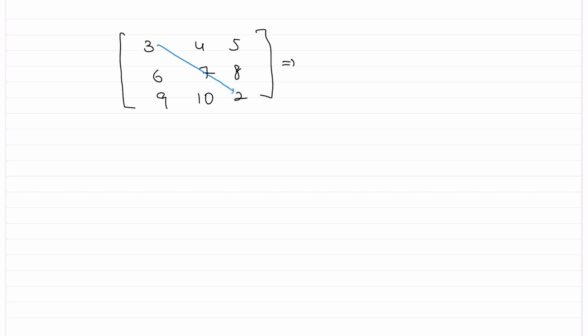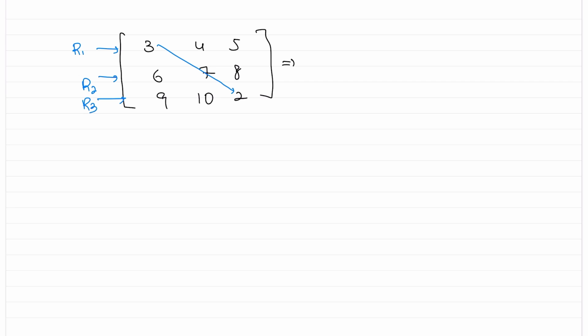Now, you take any 3 by 3 matrix also. You take any matrix of that size: 3, 4, 5, 6, 7, 8, 9, 10, 2. Let us take. What is the diagonal? Principal diagonal? You please identify the principal diagonal. Then, what I have to do? The elements below the principal diagonal or above the principal diagonal, I have to make them 0. This is row 1. This is row 2. This is row 3.